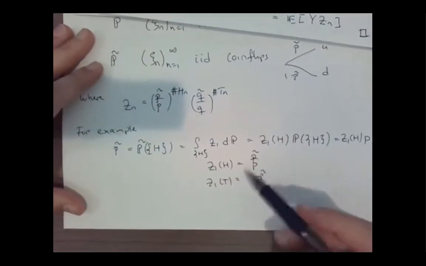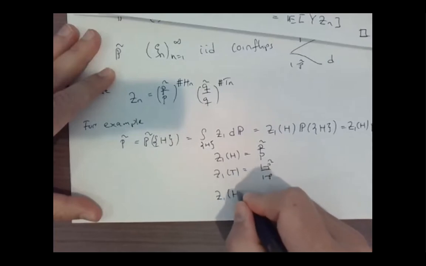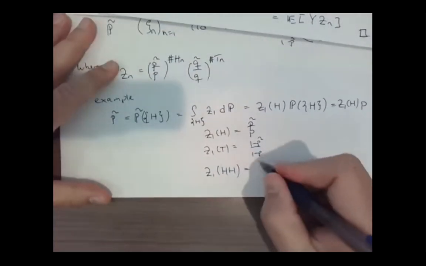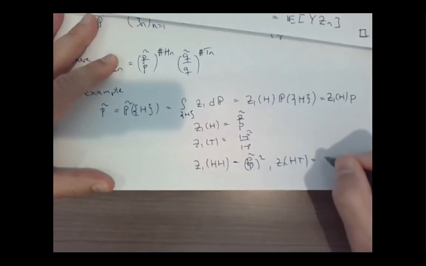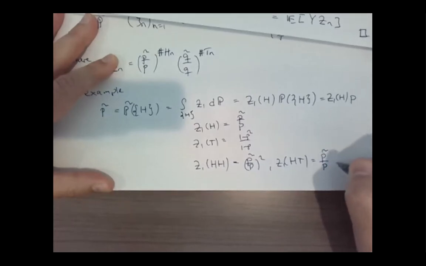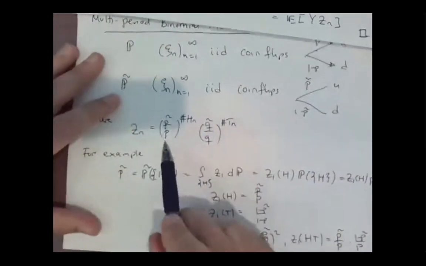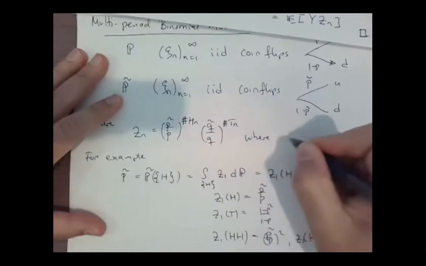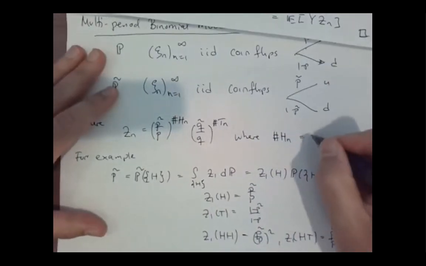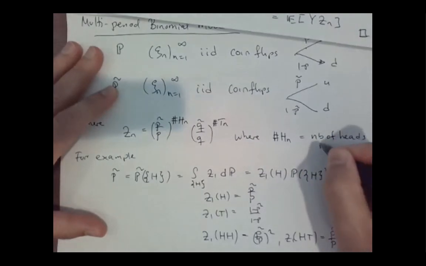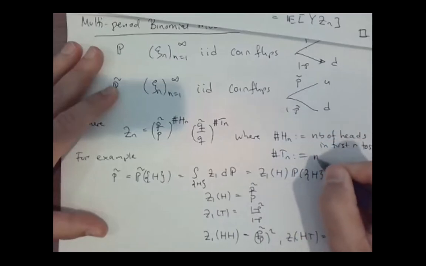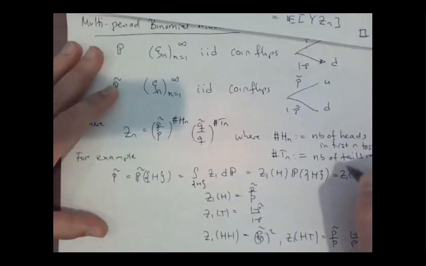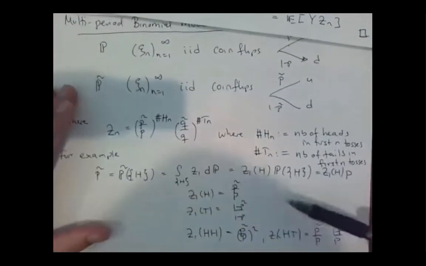And so what would it be if I had Z2 of heads, heads? Well, this would be P tilde divided by P squared. What would it be if I had Z2 of heads, tails? This would be P tilde divided by P times 1 minus P tilde divided by 1 minus P. And so in general, you get this formula, where the number of heads is the number of heads in the first n tosses, and the number of tails is the number of tails in the first n tosses. So we talked about this before. Here we're just recalling it.